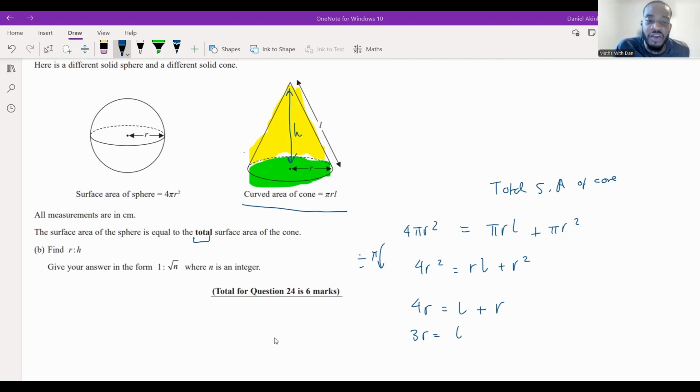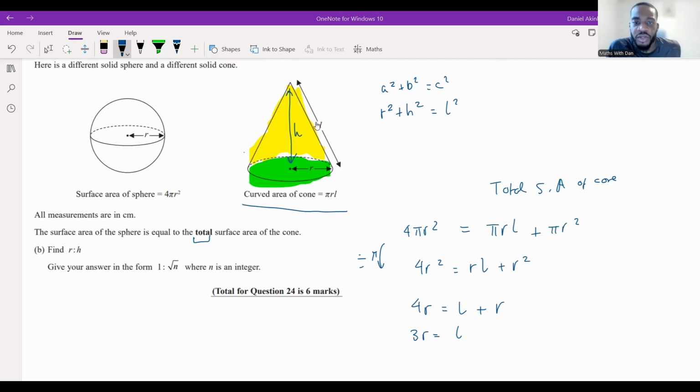Fantastic, Anu. Pythagoras' theorem, right? What is Pythagoras' theorem? A squared plus B squared is equal to C squared, where C is the hypotenuse, and A and B are the shorter lengths. So that would mean that R squared plus H squared is going to equal L squared. Do you guys agree?